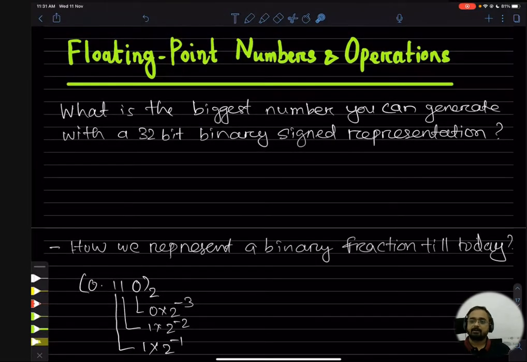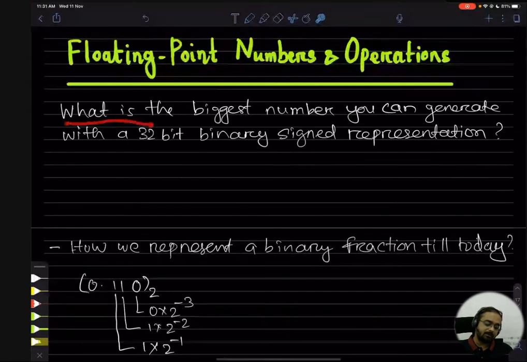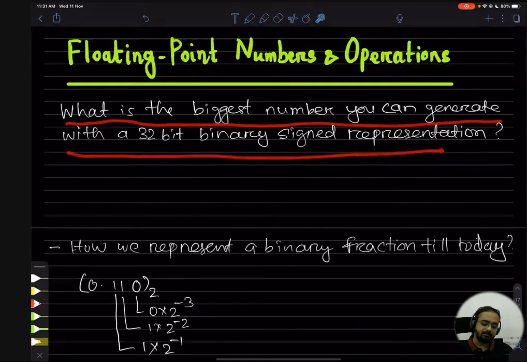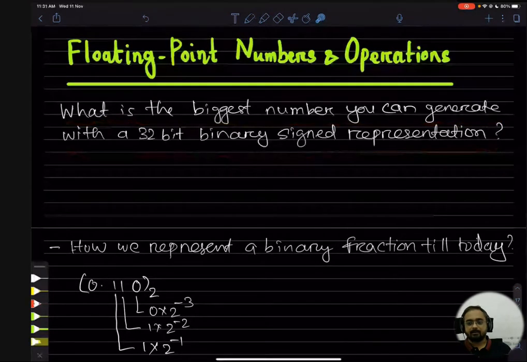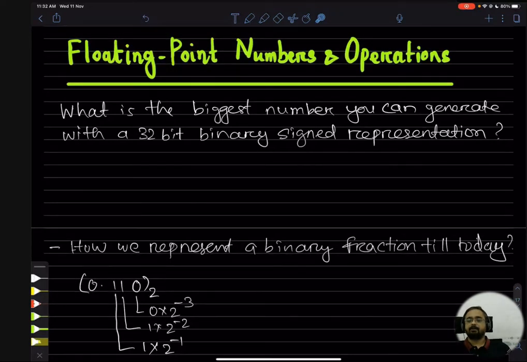Next we will start with floating point numbers and operations. What is a floating point number? You already know what is a float. So let's start with this question. What is the biggest number you can generate with a 32-bit binary signed representation? Who can tell? What is the biggest number you can generate with a 32-bit signed binary number?